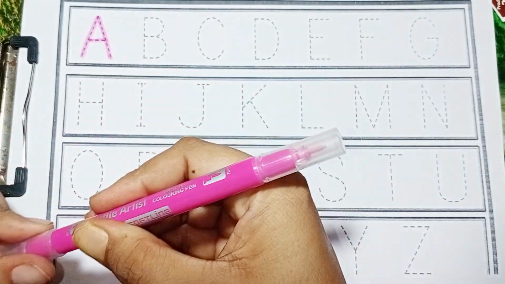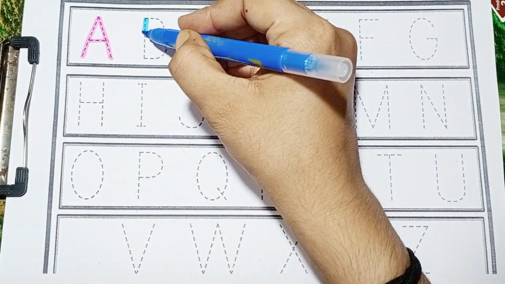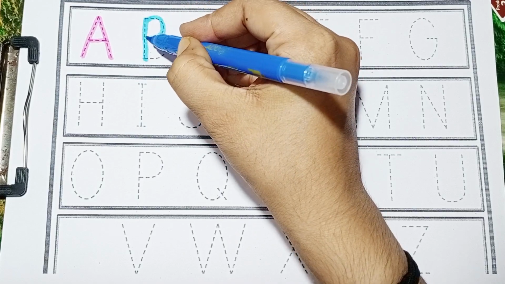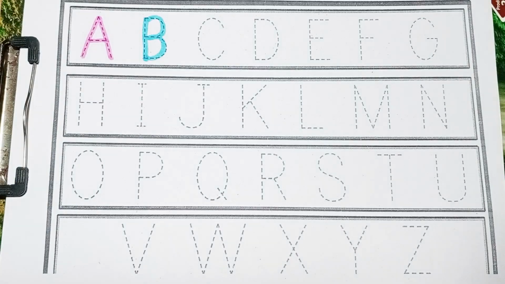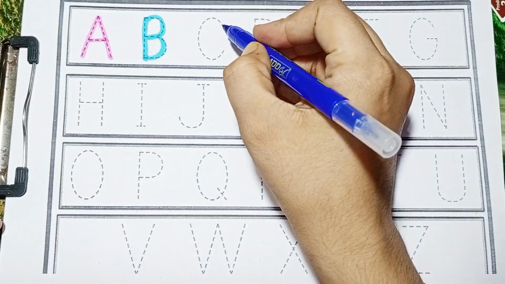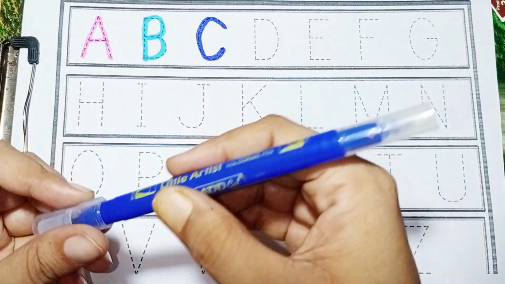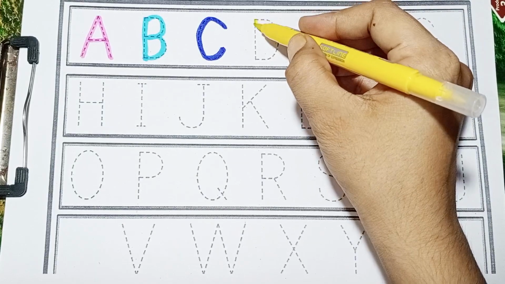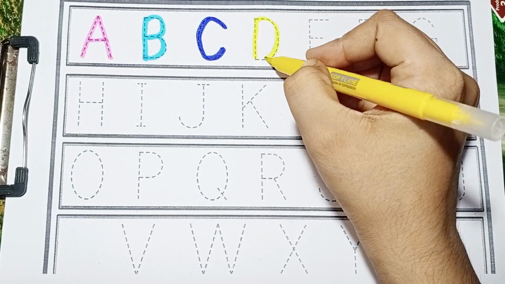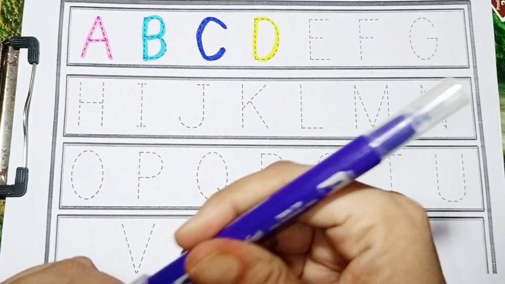Alligator. A for alligator. B for butterfly. C for candy. D for dog.